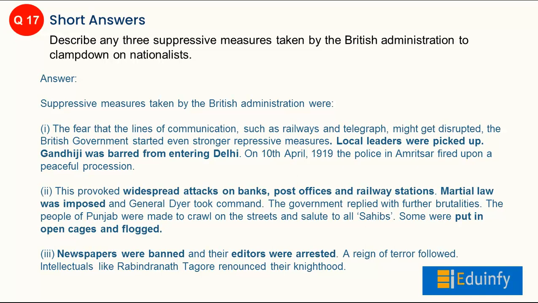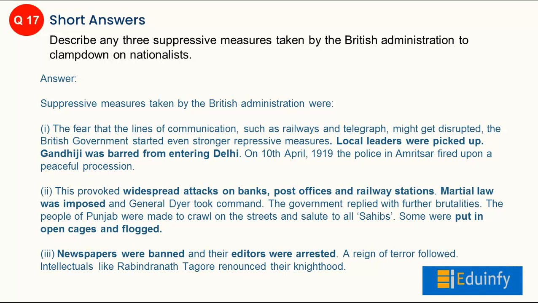Describe any three suppressive measures taken by the British administration to clamp down on nationalists. Suppressive measures taken by the British administration were: the fear that the lines of communication such as railways and telegraph might get disrupted. The British government started even stronger repressive measures. Local leaders were picked up. Gandhiji was barred from entering Delhi. On 10th April 1919, the police in Amritsar fired upon a peaceful procession.